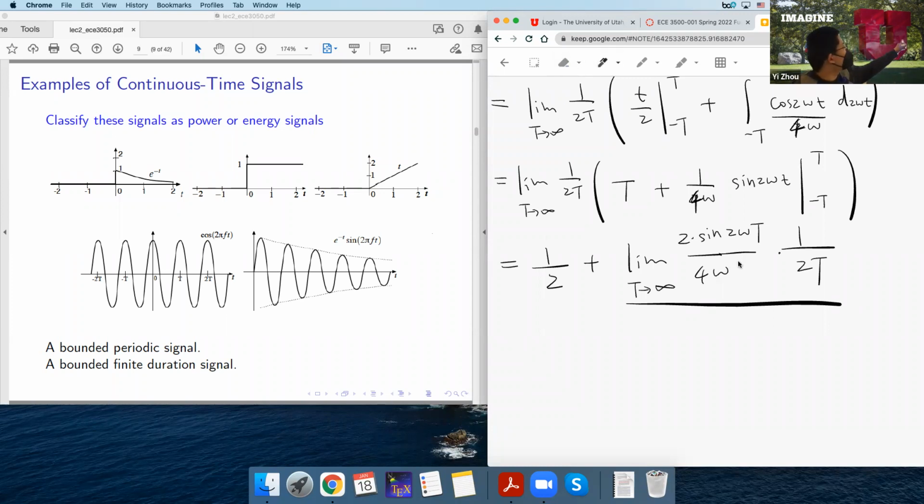On the numerator, you have 2 times sine 2 omega capital T. Now capital T goes to infinity, but it is inside the sine function. Denominator, you have 4 omega times 2 capital T. So the denominator definitely goes to infinity as capital T goes to infinity. What about the numerator?